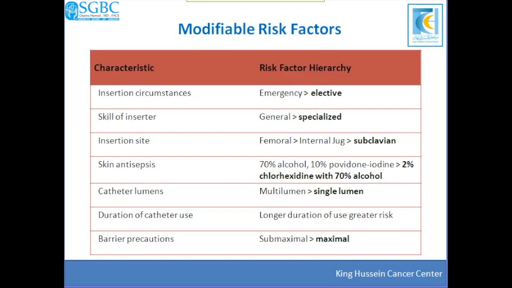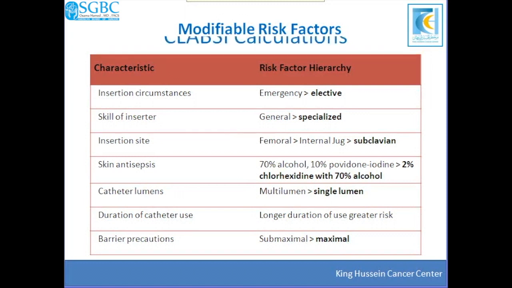And very important, the barrier precautions. And we're going to talk about it in details. If you use submaximal barriers, the risk of infection is much higher compared to maximal barriers.